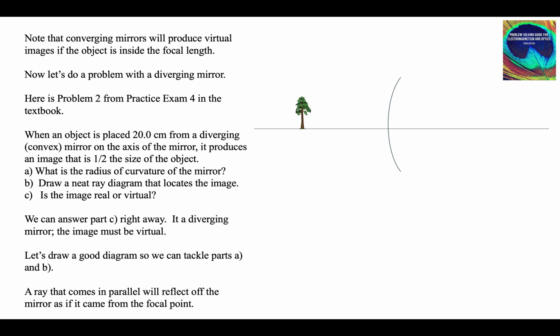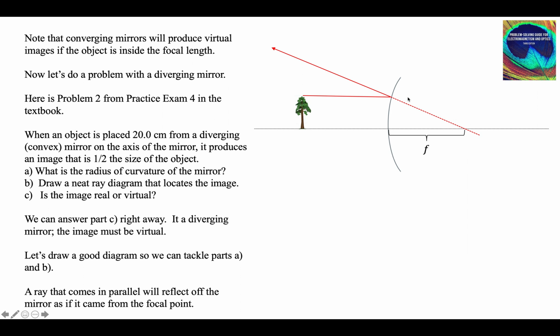Spreads the light out. We'll use a sequoia tree as an image, as an object. Light that comes in parallel will reflect off the mirror as if it came from the focal point. Don't go down here. Think about you're throwing a baseball against this curved wall. It's not going to bounce down here. It's going to diverge as if it came from the focal point. There's the focal point.